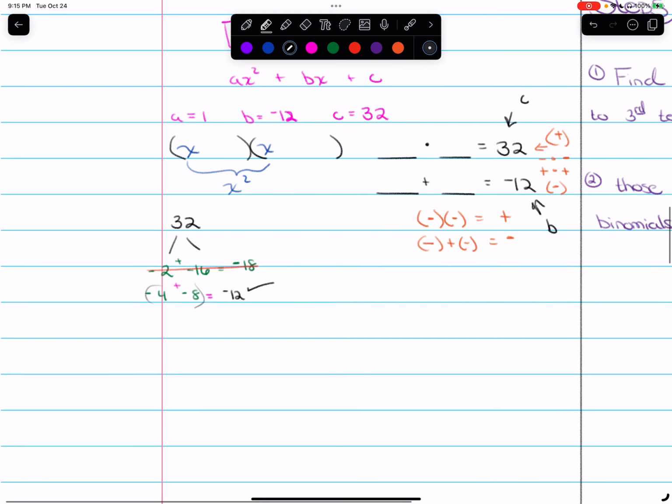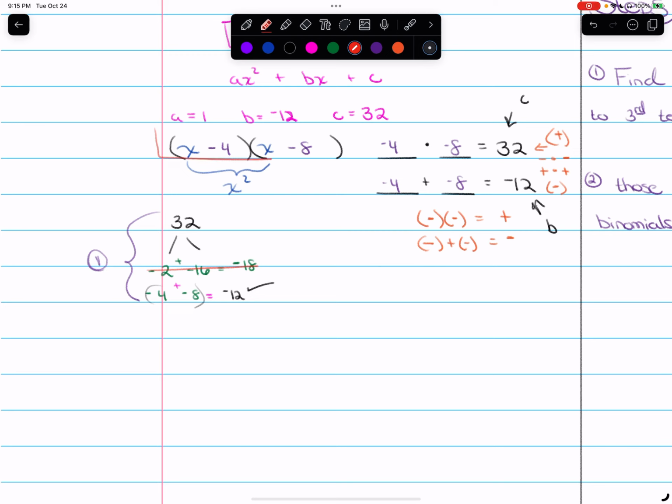This process right here is your step 1: finding those two numbers that when you multiply them give you your C, and when you add them give you your B term. So we are going to have a -4 and a -8. Those two numbers go in our parentheses. If you switched them around and wrote -8, -4, that's completely acceptable.